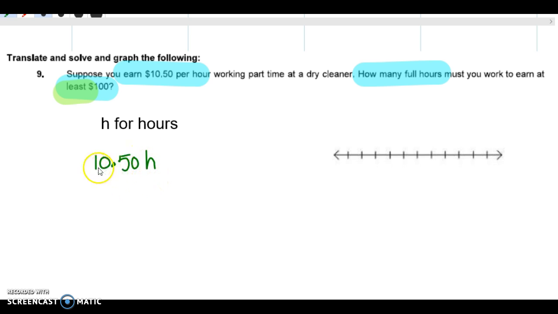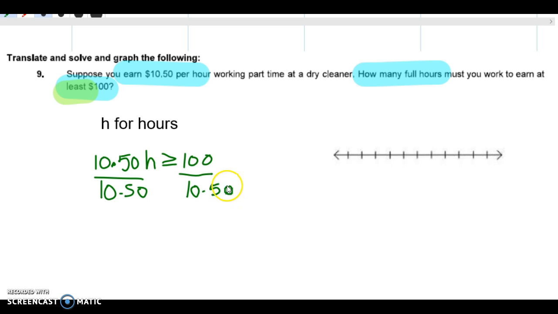Okay. We want this amount to be at least $100. So at least $100, it could be more than $100, right? So we want it to be greater than or equal to $100. So that's our inequality. Okay, let's solve this inequality by dividing both sides by 10.50.